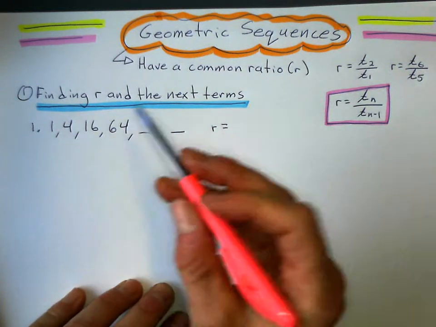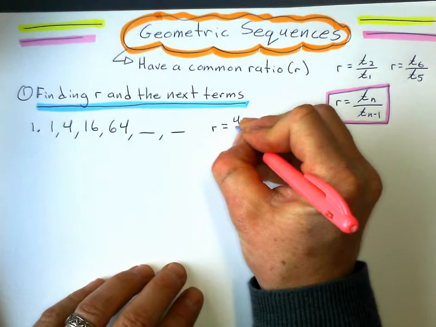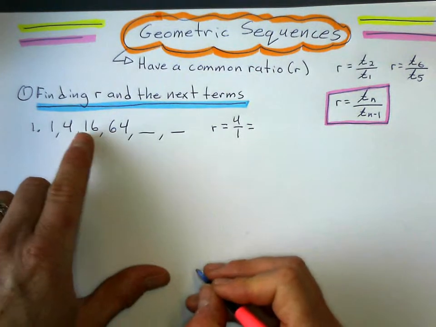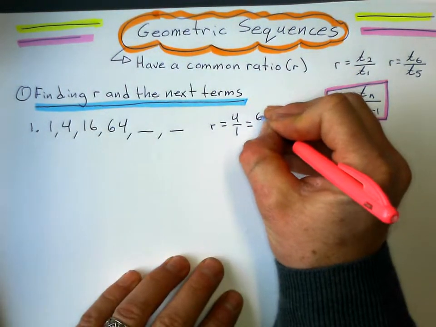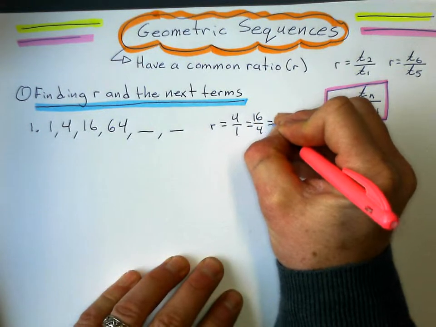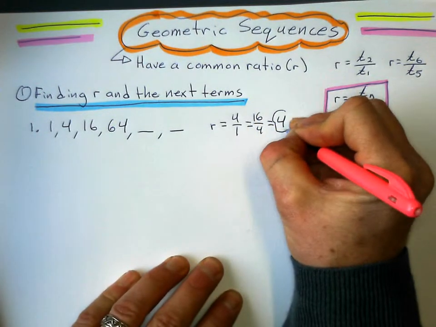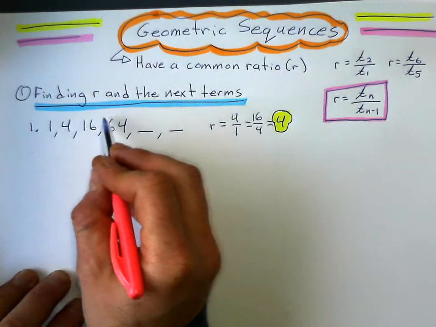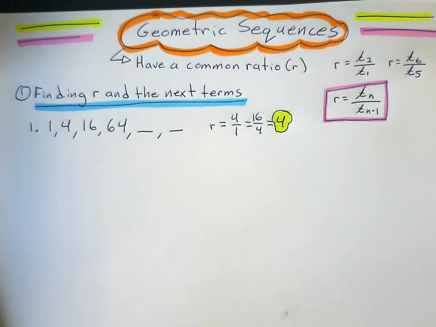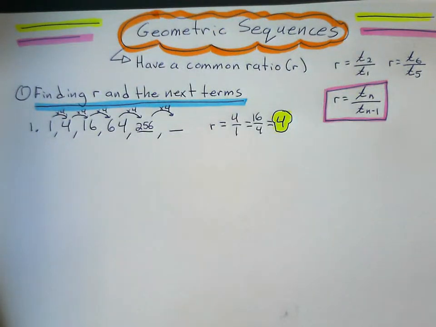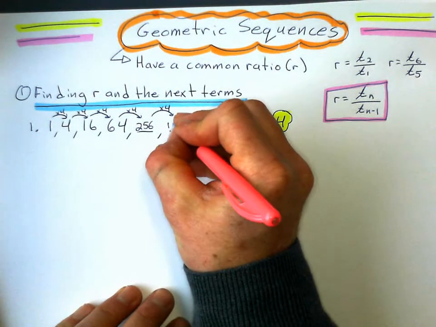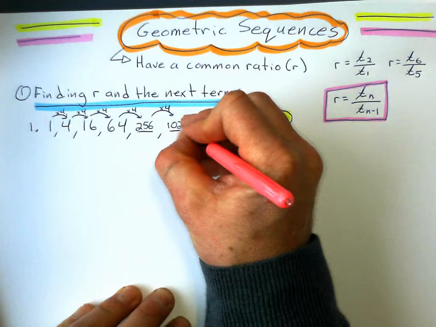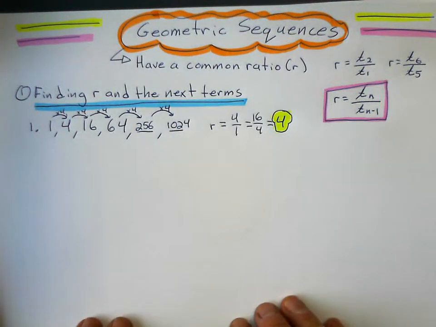The common ratio is term 2 divided by term 1, or term 3 divided by term 2. It doesn't matter. Whoops, 16 divided by 4. Either way, my common ratio is 4. And what that means is each step along the way it's going up by times 4. And so I get term 5 would be 256. Term 6, I take that, multiply it by 4, and geometric sequences can get really big really quick.